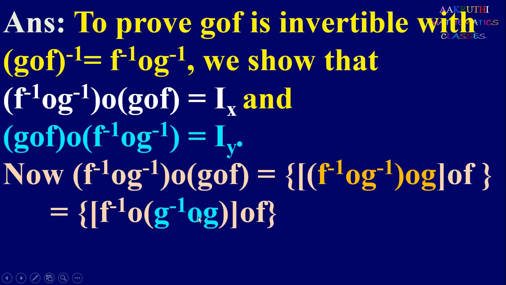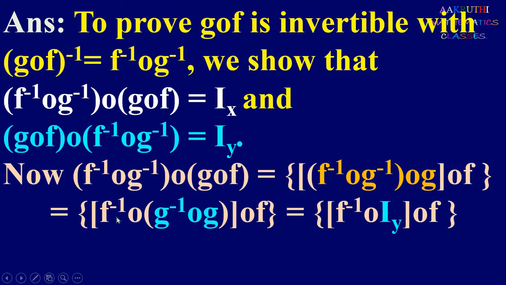We have g inverse composite g is Iy. So we can write f inverse composite Iy composite f. So here g inverse composite g is the identity function. So we get f inverse composite Iy composite f. Now here I is the identity function, so therefore f inverse composite I is f inverse only. So therefore we get f inverse composite f. Again f inverse composite f is the identity function. Therefore f inverse composite g inverse composite g composite f is the identity function.